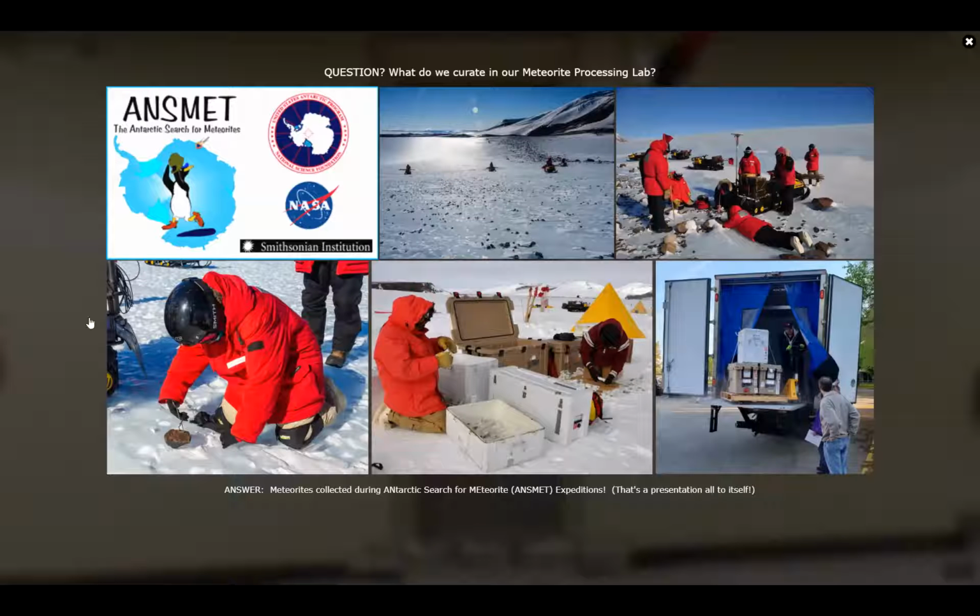If you can see in this bottom left picture here, they're picking up a big meteorite off of the ice there with some tongs. Then they package all the meteorites. Each one gets stuck in a Teflon bag and packaged up and put inside these big coolers to keep them frozen. And then they get shipped back to us here in Houston, where we get to store them and process them and get them ready for people to do research on them.